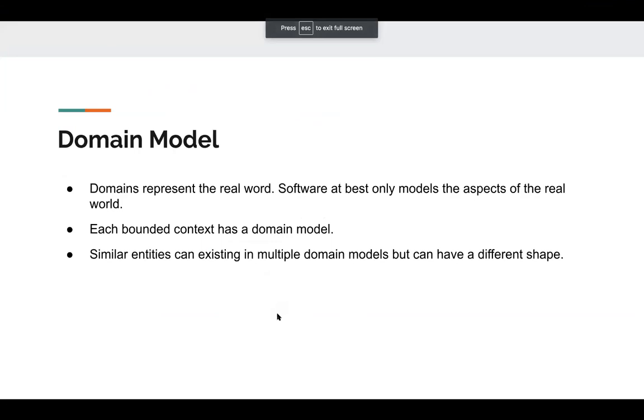So after we've identified these boundaries, we then want to generate a domain model around them. So domains represent the real world. Software at best only models aspects of the real world. That comes from Mike Shank's article that he wrote. Each bounded context has a domain model. Mike, can a bounded context have more than one domain model, or does a bounded context usually just have one? Usually it just has one.